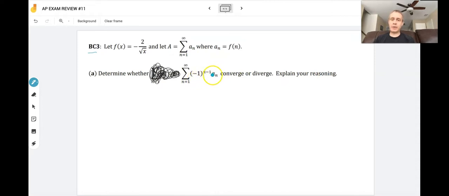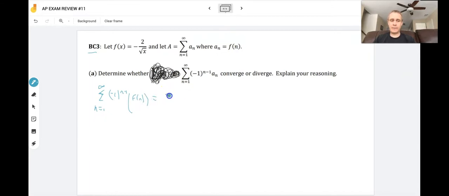As in the last problem, because a sub n is the general term of our series, I'm going to first plug that in to get a sense of things, and then go from there. So we have negative 1 to the n minus 1 times a sub n, where a sub n is equal to f of n. So I'm going to do that first.